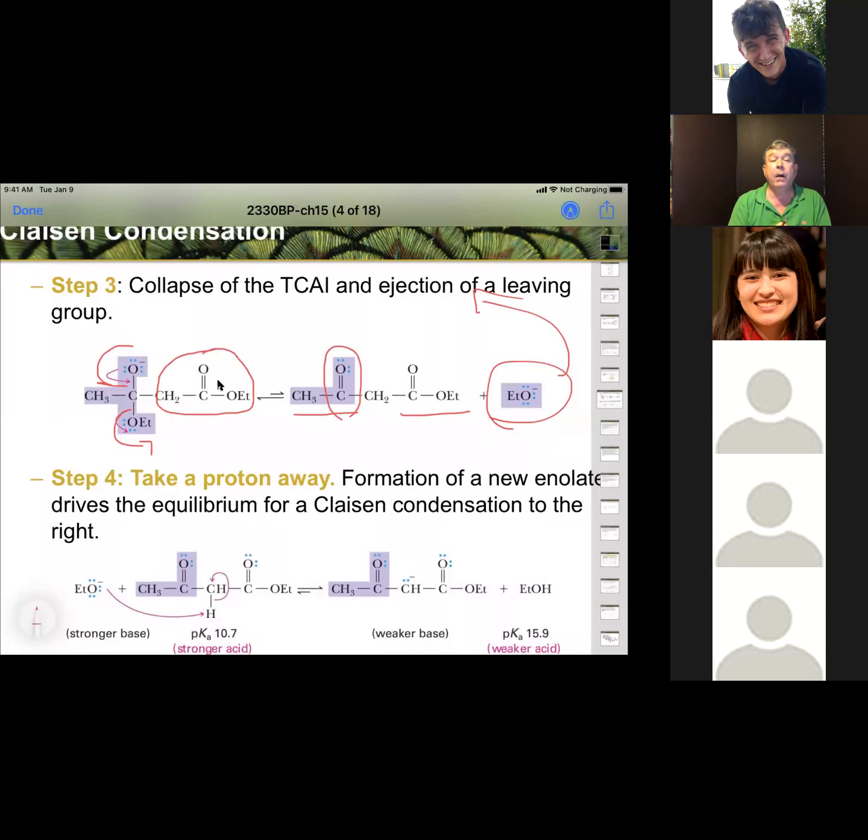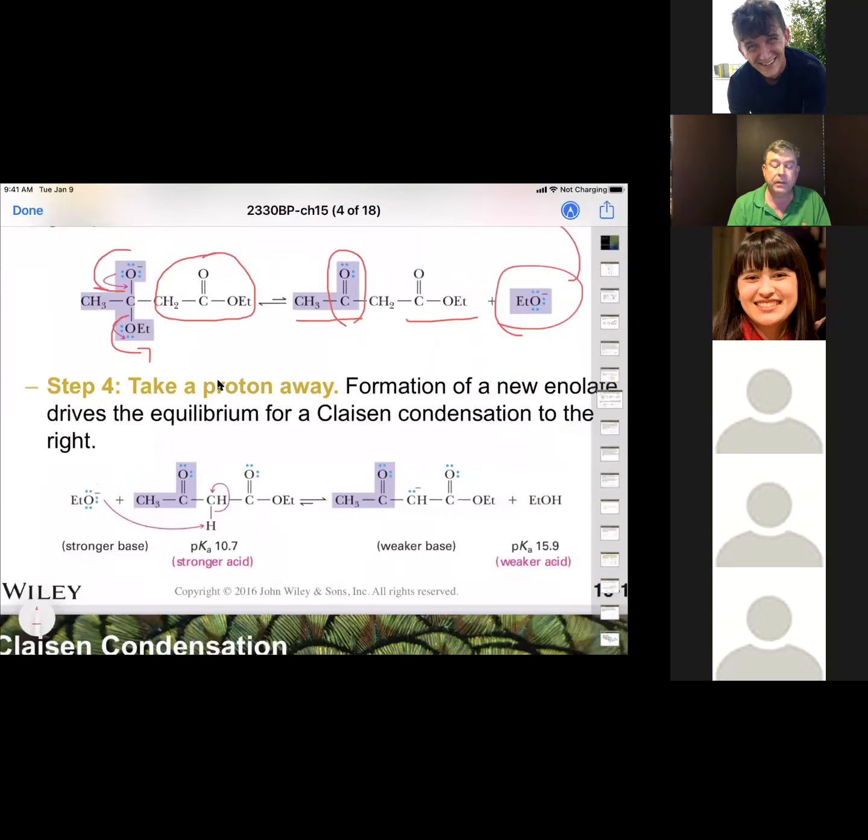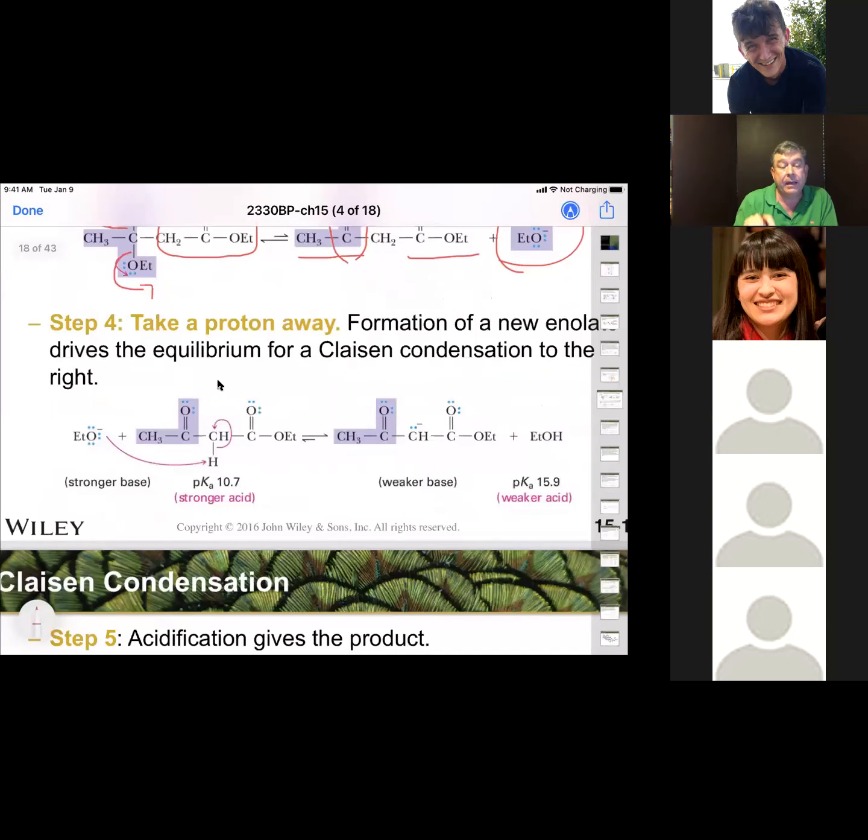Okay. Now, why does it stop there? Why does it do this? Well, it turns out that now that you have two carbonyls on there, that hydrogen is more acidic than when it had just the one carbonyl on there. So what happens is this ethoxide deprotonates that, and it stops as an anion here.